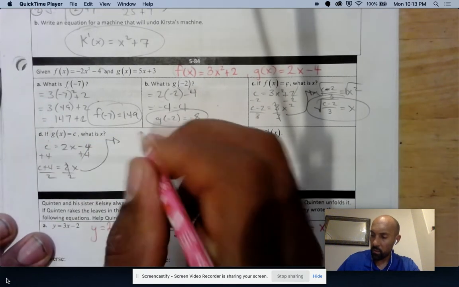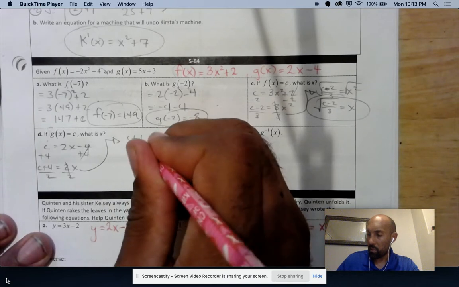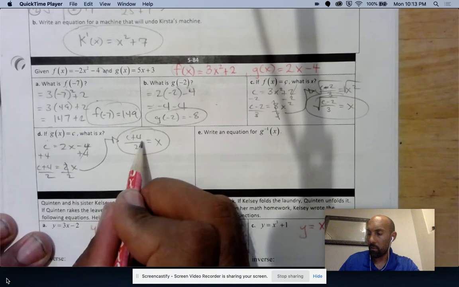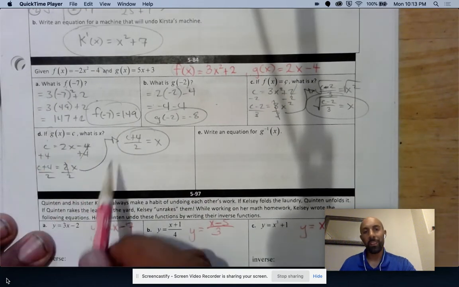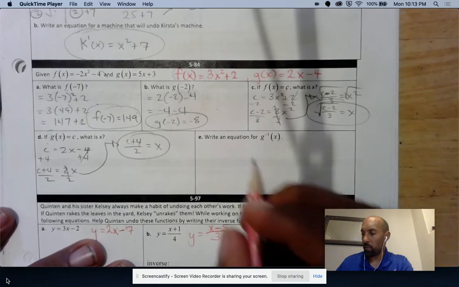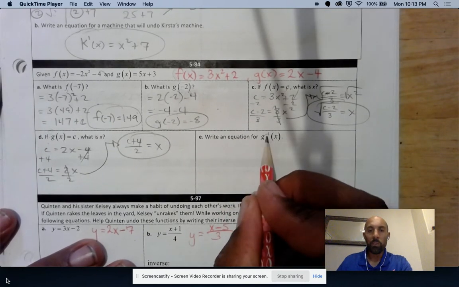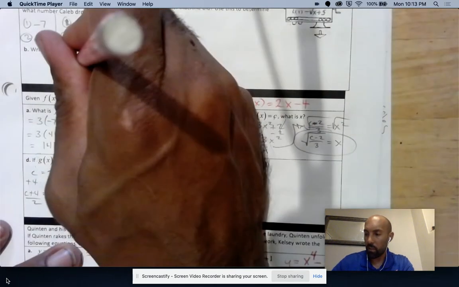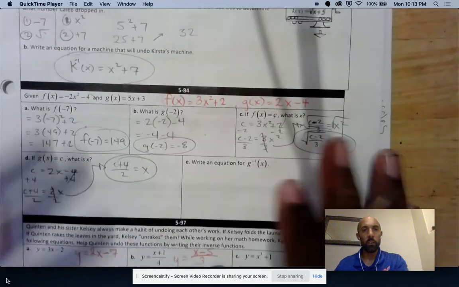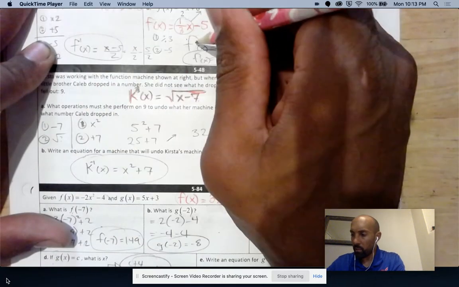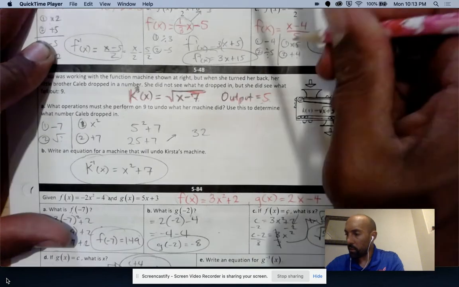Bring this up here. And now I have (c + 4) divided by 2 equals x. Okay, so again, once I plug that in, I'm just solving for x, and I have a new equation there. Now it's time to find an inverse. And I apologize, guys, I haven't been writing the right notation. These should be -1s. I've been doing that this whole page, and I haven't included the -1 in the notation.